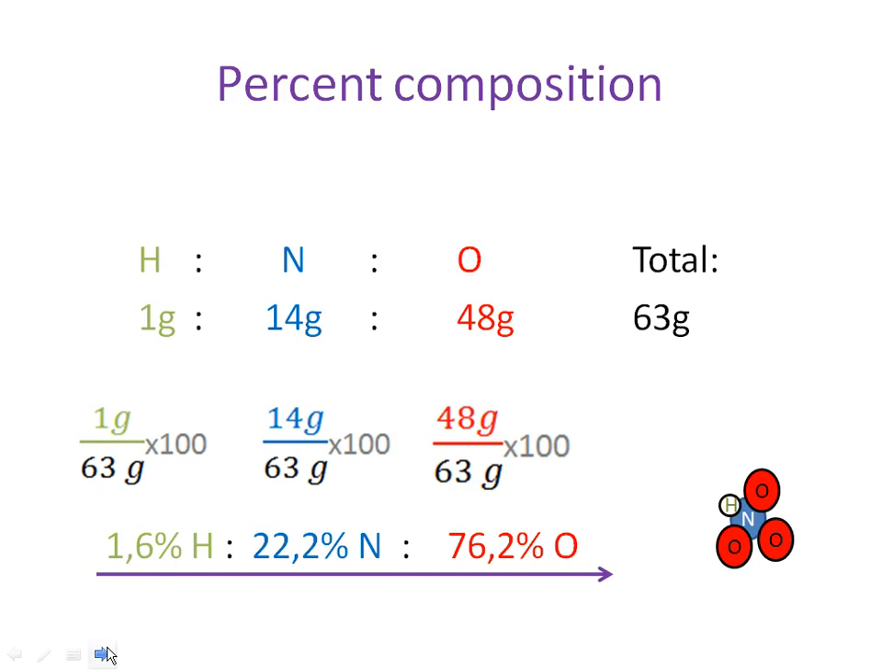The percent composition of HNO3 is 1,6% of the mass comes from the hydrogen inside the nitric acid. 22,2% of the mass is contributed by the nitrogen atoms. And the remainder, 76,2% of the whole mass, comes from the oxygen that is inside the molecules.